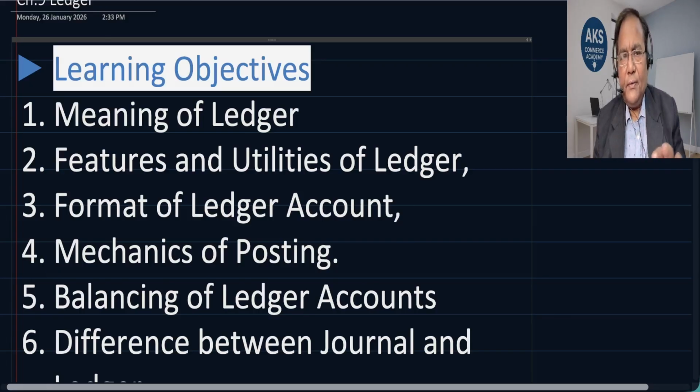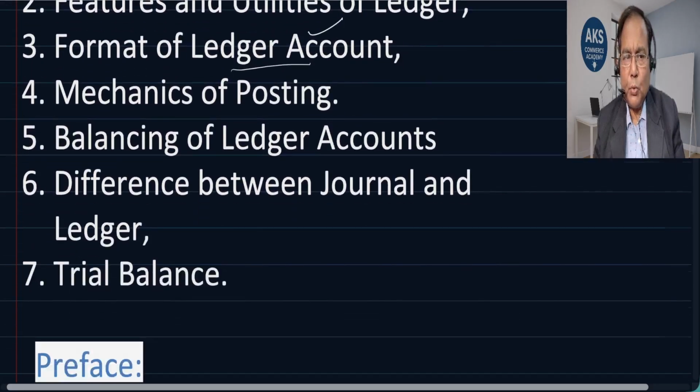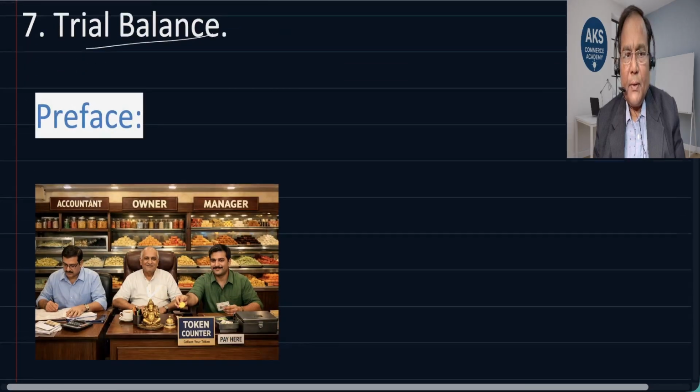Now the objective of today's study is going to be to understand the meaning of ledger, features and utilities of ledger, format, how it is made, mechanics of posting, the process of posting, balancing, how a ledger account is balanced, difference between journal and ledger we'll understand a bit, and finally we will learn a bit of trial balance. So these are the subjects or topics of study today. So we will start with a preface here.